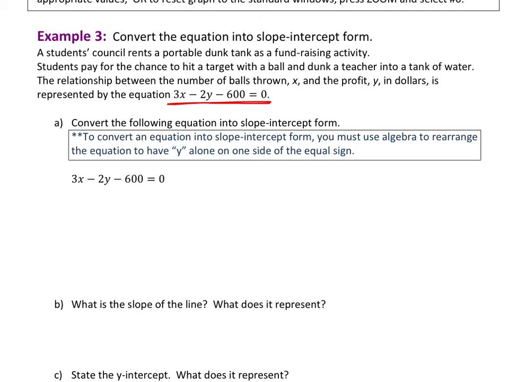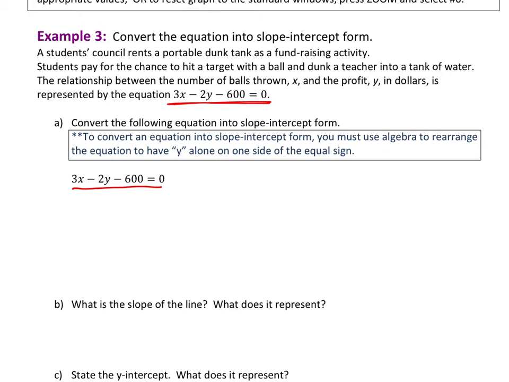Convert the following equation into slope-intercept form. To convert an equation into slope-intercept form, you must use algebra to rearrange the equation to get y by itself on one side of the equal sign. As it is right now, this equation doesn't tell us anything very useful about the equation or the graph of this line. It is a way to write the equation of a line, but it's called general form and it doesn't tell us much about the line.